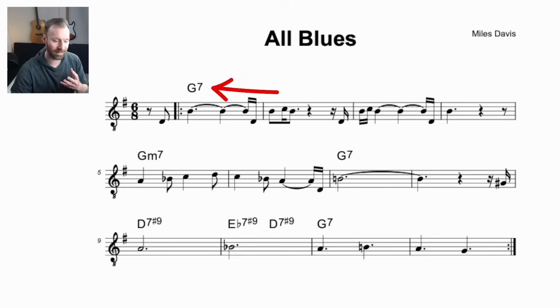So G mixolydian is a collection of notes. It's just like a major scale, but it has a flat 7. It has 1, 2, 3, 4, 5, 6, flat 7, and 1. And the root is G, and it has a G7 sound, but it's not the same as a functional G7. Now, usually in the blues, we go to a 4 chord here. This would be C dominant 7. This is how it's often played. This is how it's often written.